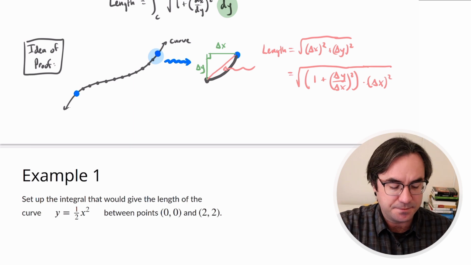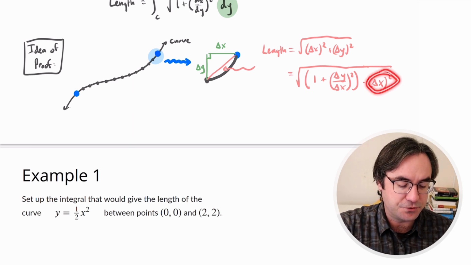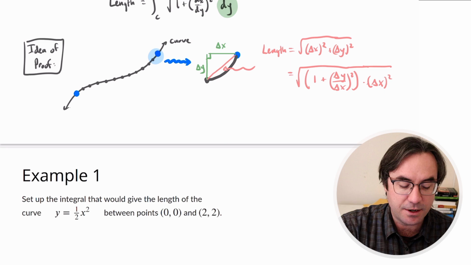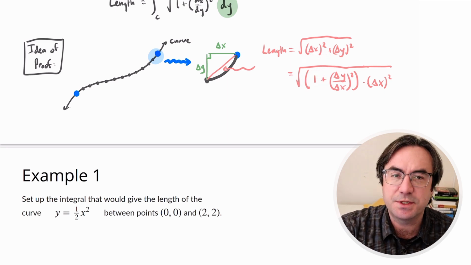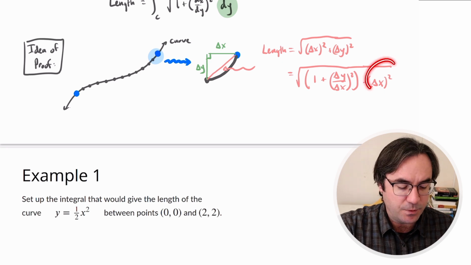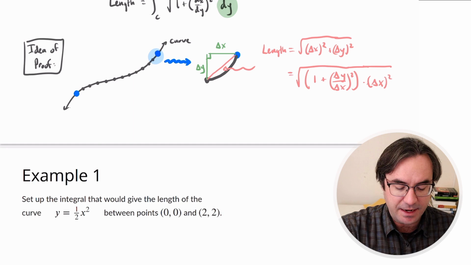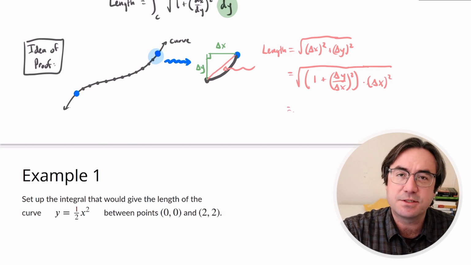And you can check, if we distribute, the delta x squared would cancel off the delta x squared here, and when we multiply it with the 1, we're going to be back to where we started. And then we can simplify that ending term by bringing it outside of the square root.